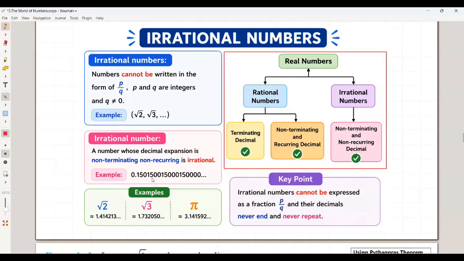For example, going in a pattern: 150, 1500, 15000, 1540. It's going in a pattern, and this is an irrational number. Root 2, root 3, pi value. Real numbers are divided into rational numbers and irrational numbers. Again, a rational number is a terminating decimal or non-terminating recurring decimal. If it's non-terminating, non-recurring, it is called an irrational number.